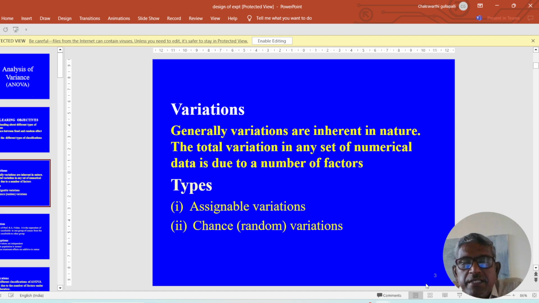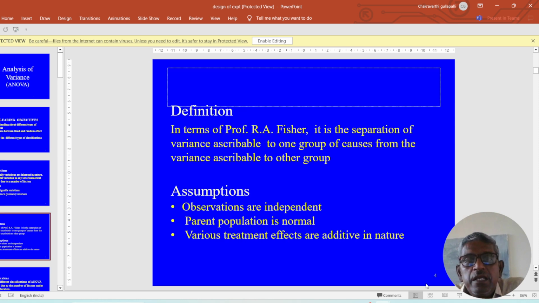One is assignable variations, and another one is chance variations. In assignable variations, the factors we are studying are under control, identified, measured and removed. Coming to chance variations, we cannot identify, we cannot eliminate, and we cannot measure. Such variations are called random variations.